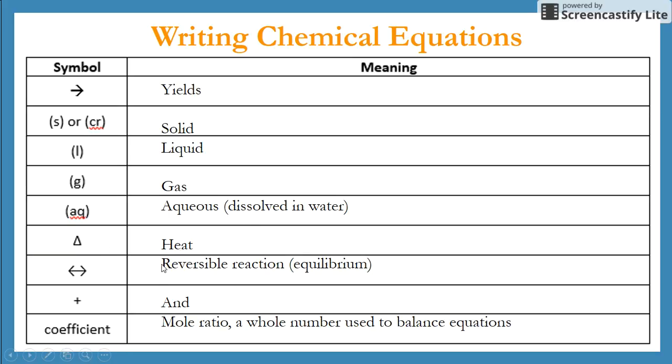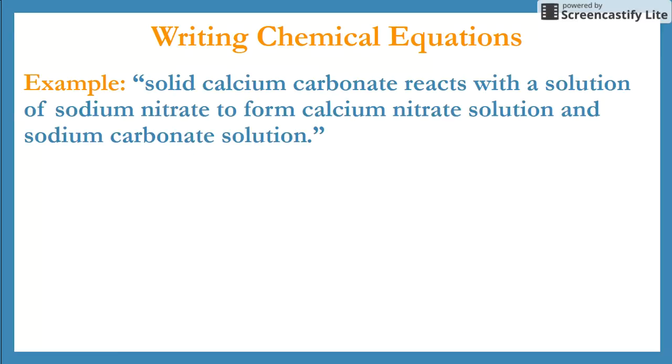The little triangle means heat. If there's an arrow both ways, that means the reaction can go both ways. It's a reversible reaction. Equilibrium might be used for that. Plus means and. Hopefully that doesn't shock anyone. And the coefficient, that's the mole ratio. And it's a whole number used to balance equations. And that's what we've been manipulating.